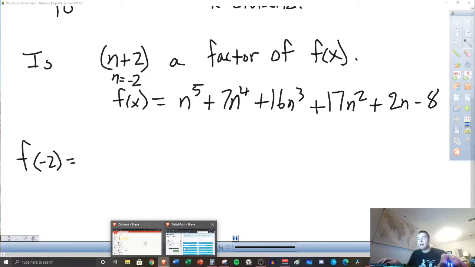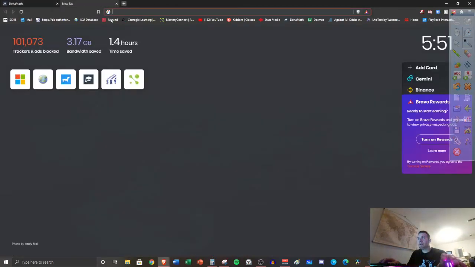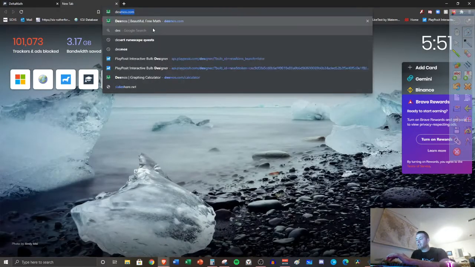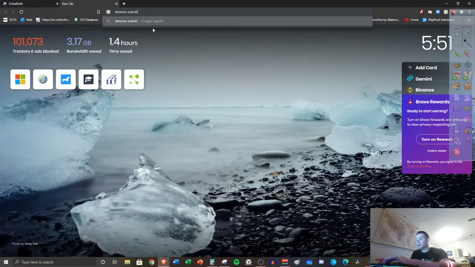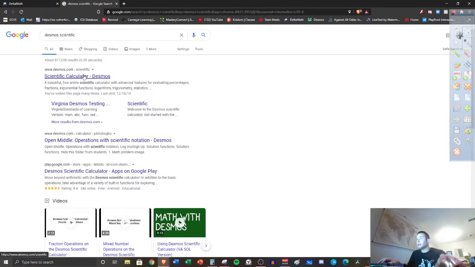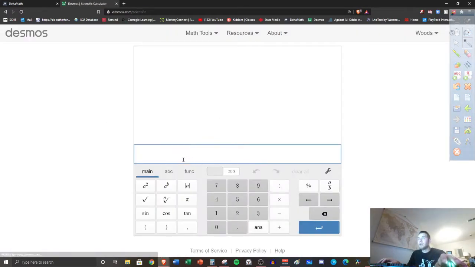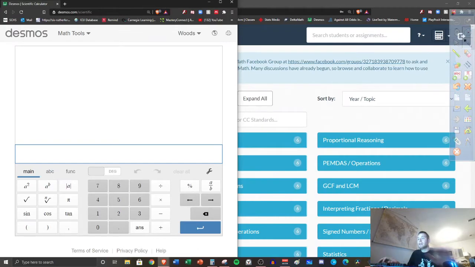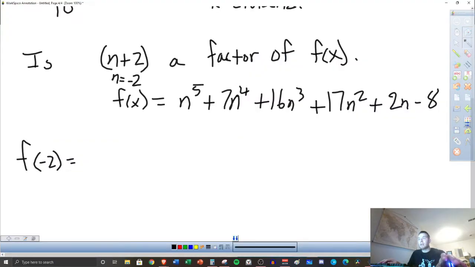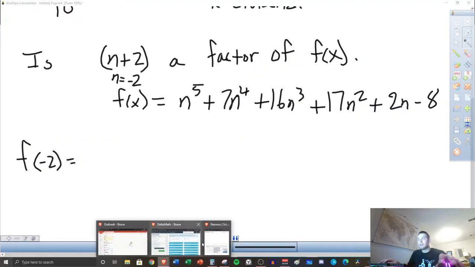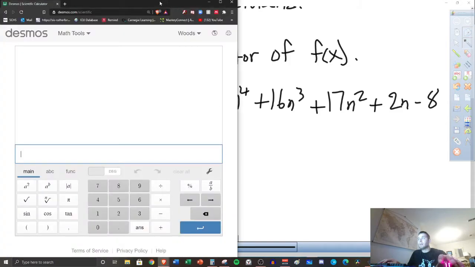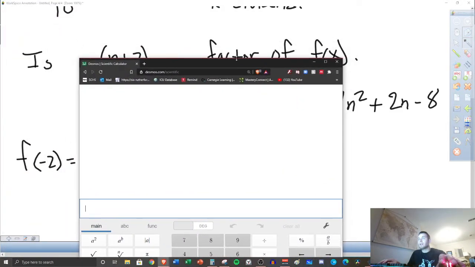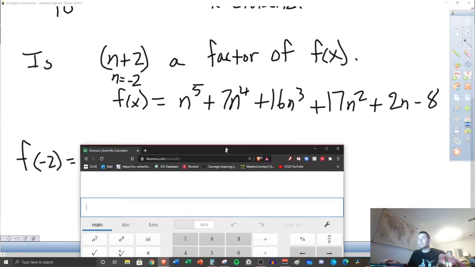By the way, a good scientific calculator that you can use is Desmos Scientific. Okay, Desmos Scientific. You can type in whole expressions into this, which is super nice. Let me minimize this. Let me see my equation here. All right, here we go. I don't need a gigantic calculator. I just need to see this.